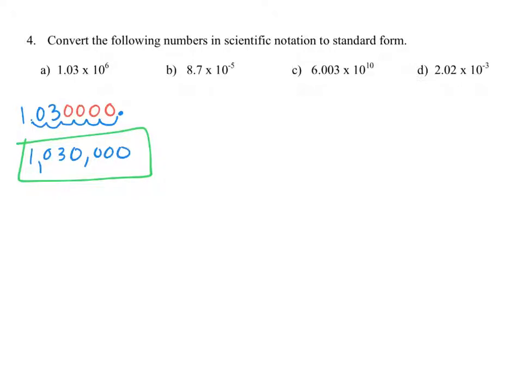8.7 times 10 to the negative 5th power, we write 8.7, and then in this case the 10 to the negative 5 power, we're going to move that decimal place 5 places to the left. 1, 2, 3, 4, 5. Fill in any blanks with zeros. So 8.7 times 10 to the negative 5th is equal to 0.000087.